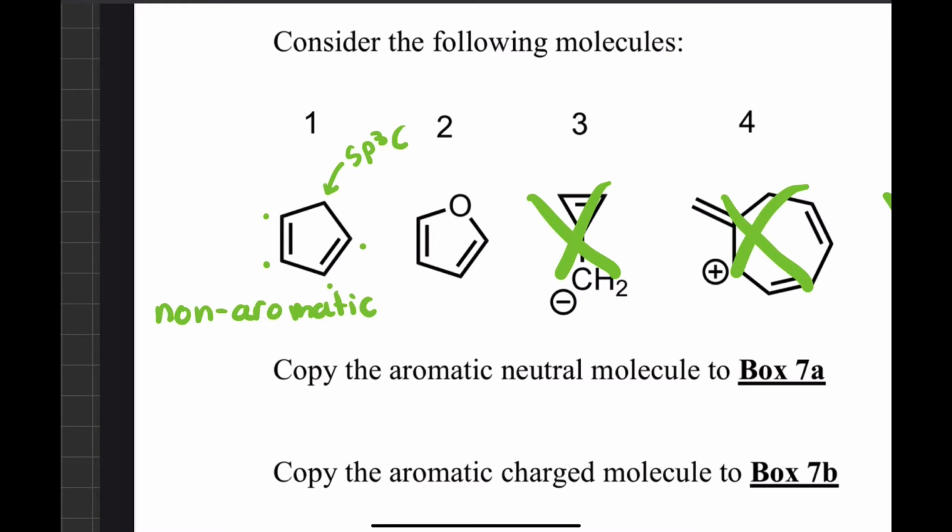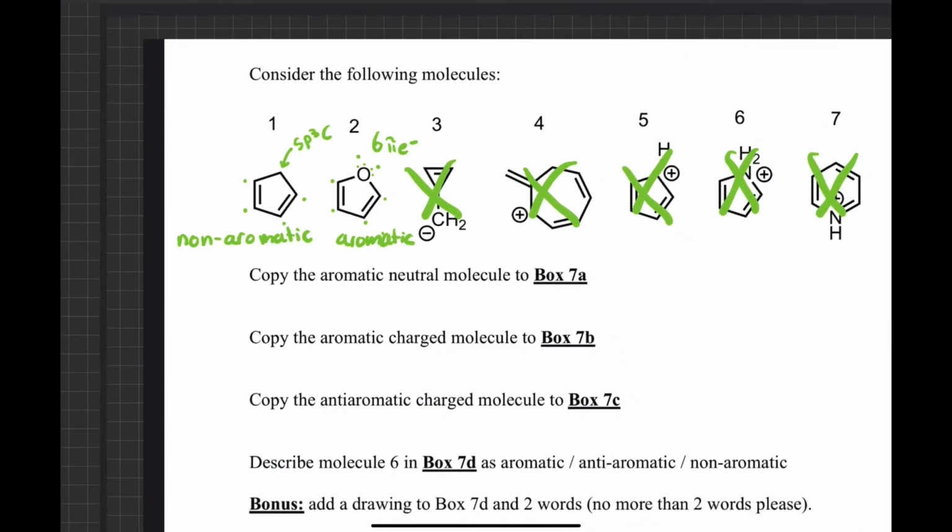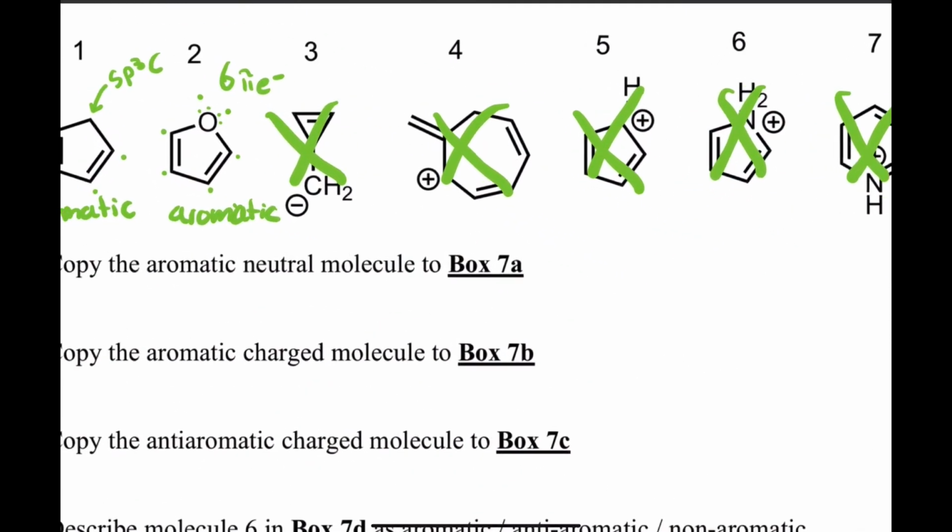Now let's look at molecule 2. Molecule 2 has 1, 2, 3, 4 pi electrons. However, there are also lone pairs on the oxygens, making this 1, 2 more. So in total, there are 6 pi electrons on this molecule, making this an aromatic. It is cyclic, and there's allowance for conjugation of the p orbitals all around. Therefore, our answer for 7a is molecule 2.